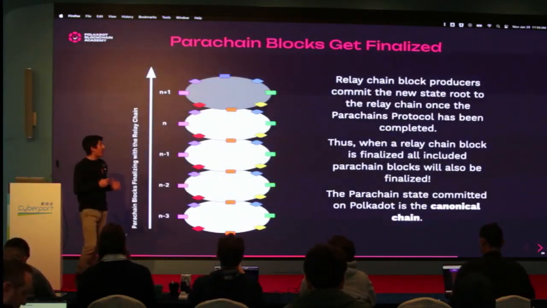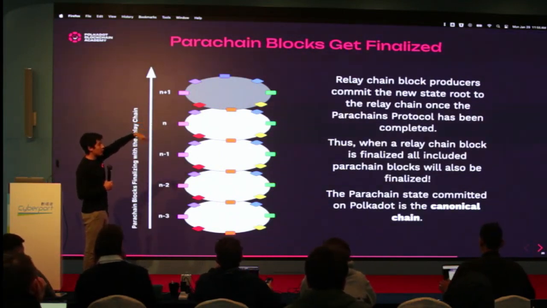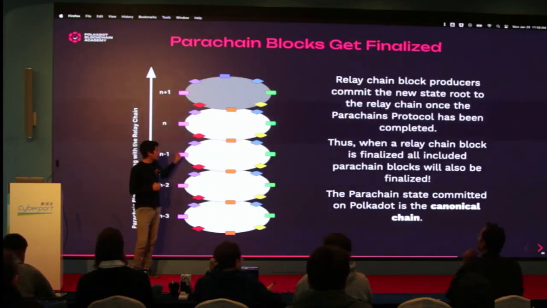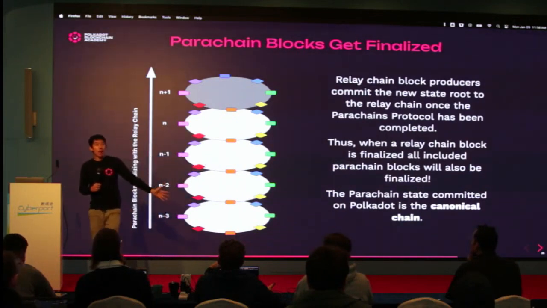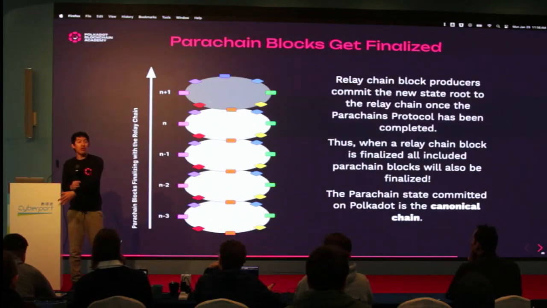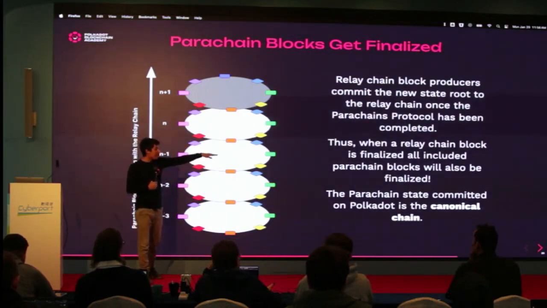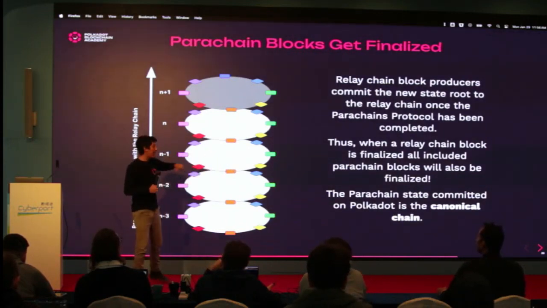And so the idea of parachain block finalization. The relay chain block producers commit the new state root for the relay chain once the parachain protocol has been completed. Thus, when a relay chain block is finalized, these white ones are the finalized ones, all included parachain blocks, the colors, will also be finalized. Finalization does not come from the parachain. Parachains themselves have no control over their finalization. Finalization for a parachain is that your block has been included in a finalized block of the relay chain. The parachain state committed on Polkadot is the canonical chain. When you do this process, you're giving it up to Polkadot to decide what canonicality is.